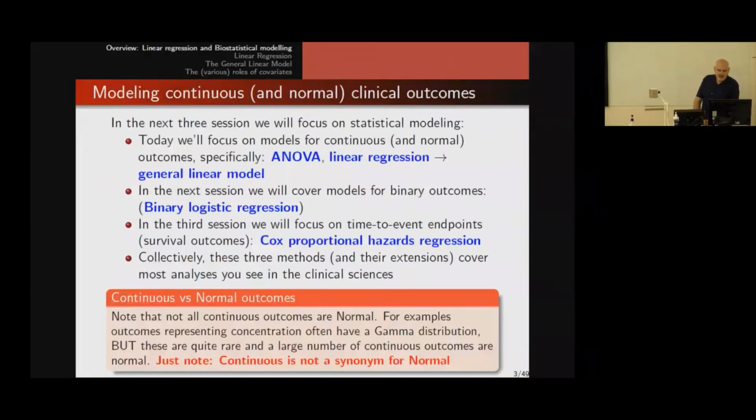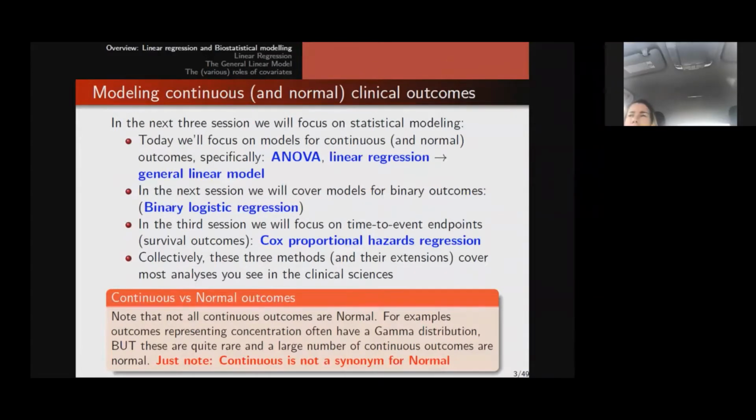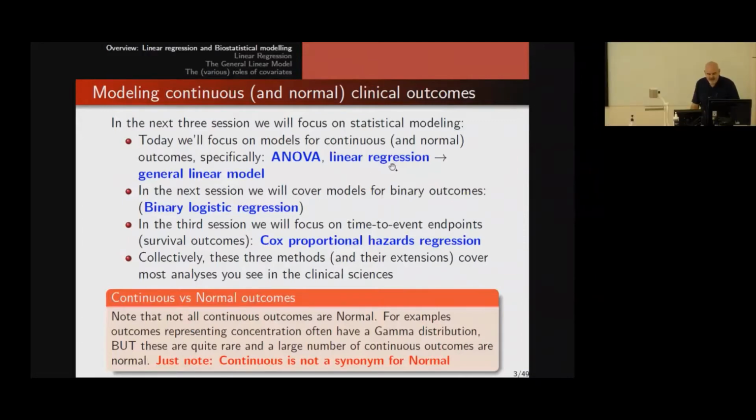Okay, so I've already mentioned the first one. Today we are going to cover models for continuous outcomes, and I should say continuous normal outcomes. That's actually very, very important. So we're going to cover ANOVA and linear regression, and really we're just going to show they're the same model, and it's actually a general linear model. Okay, so these 2 things together really make up the general linear model.